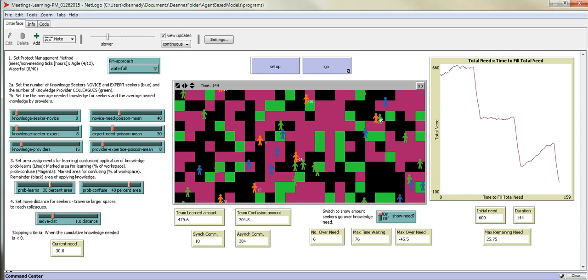We have the amount that was learned and the amount of confusion that was created. We had synchronous communication where members were able to meet together versus asynchronous. And then about 6 members were over their knowledge need. Somebody was over for 76 hours, and the maximum that somebody went over was about 46 units. That's it.